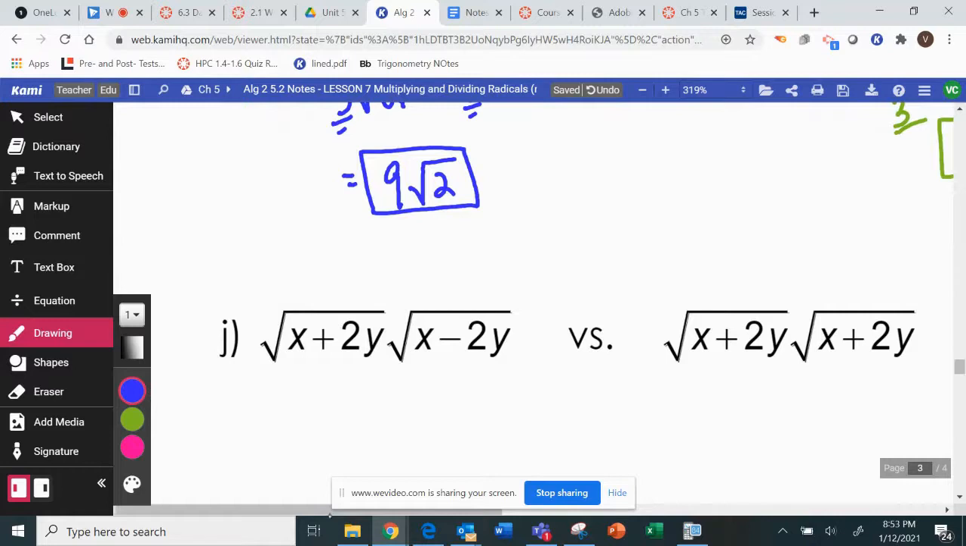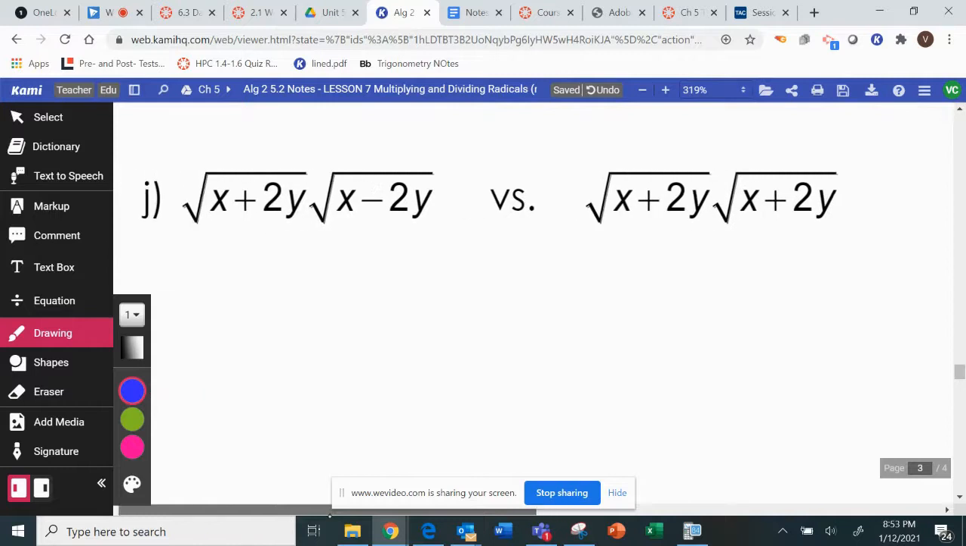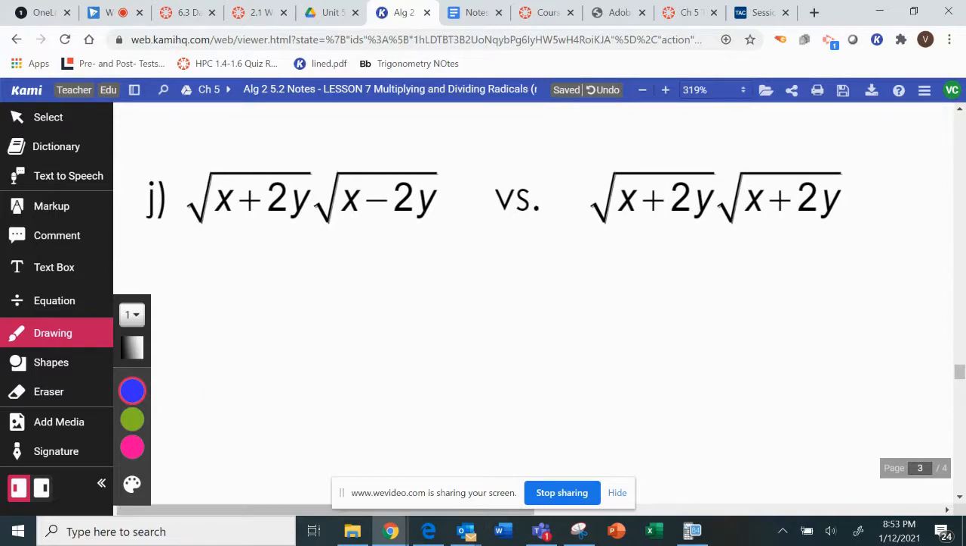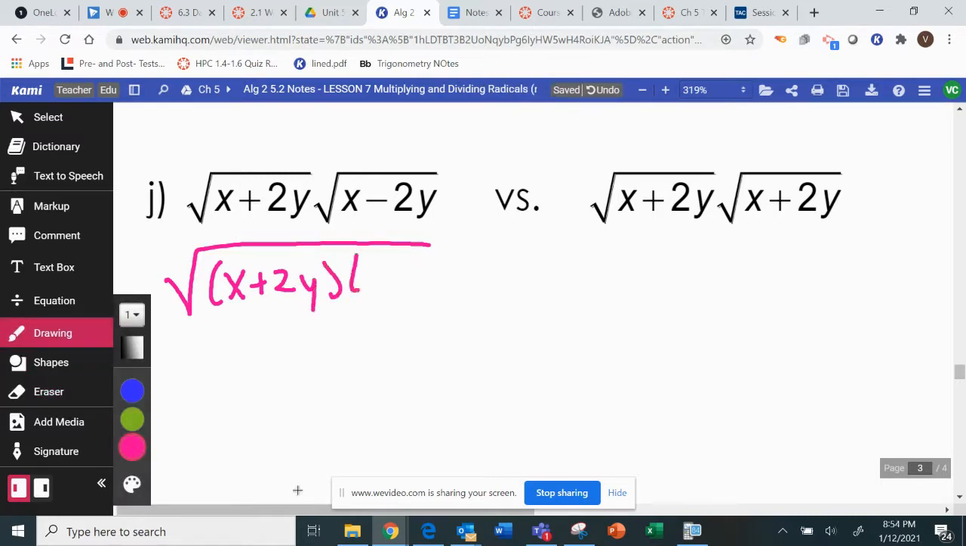All right. And then the next question, J, is square root x plus 2y, square root x minus 2y versus square root x plus 2y times square root x plus 2y. Okay. So everything's under the square root. You're going to multiply this stuff together under one square root. So I'm going to have x plus 2y times x minus 2y here. And then over, I'll do that one in a second.